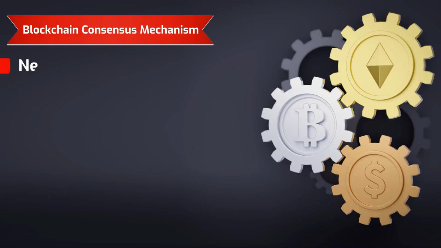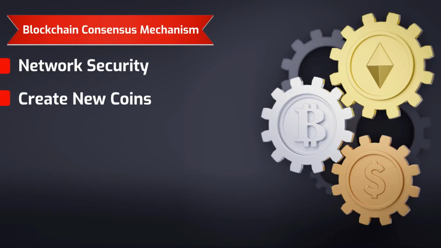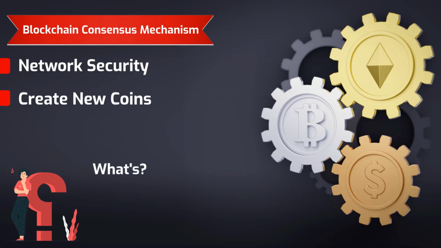Blockchain's smart way to ensure network security and create new coins is consensus. What is a consensus mechanism? What are its types? The most famous one is proof of work. How does it work?